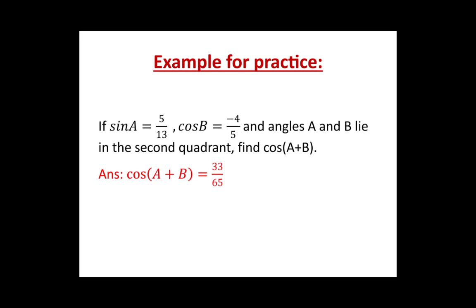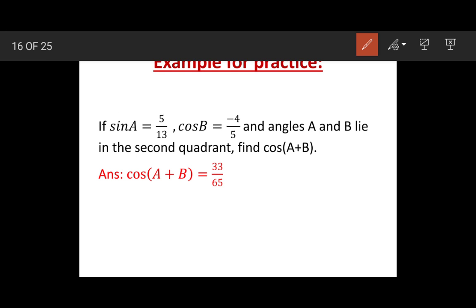Now here is an example for practice. Question is, if sin A is 5 upon 13 and cos B is minus 4 upon 5 and angles A and B both lie in the second quadrant, then find cos(A+B). Okay, so the answer is 33 upon 65. Just you have to find cos(A+B) by applying the same method.